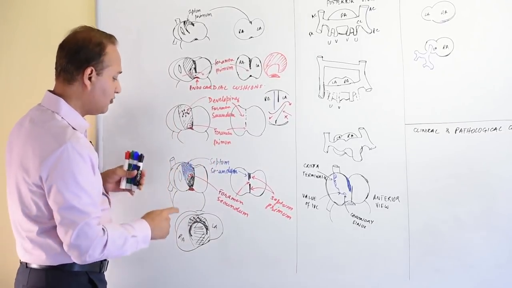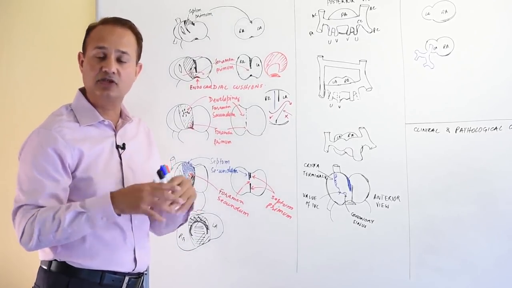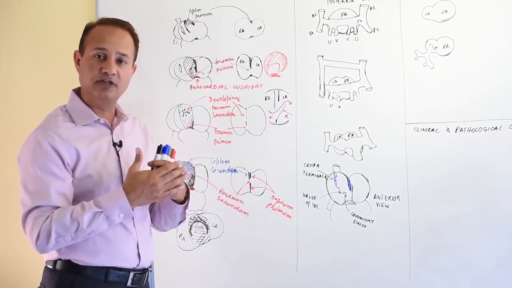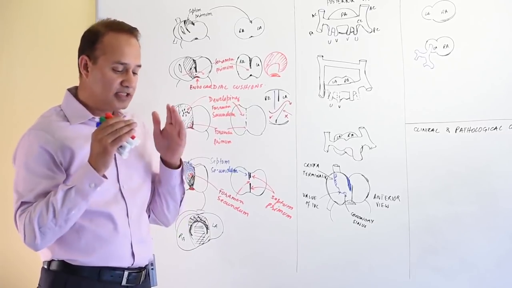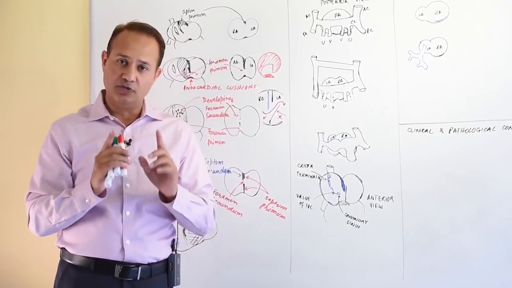So what is the foramen ovale? This foramen secundum covered with the septum secundum is called the foramen ovale. In the future, it would become the fossa ovalis. What is the benefit of the foramen ovale? It allows the right to left shunt. That is the objective of it.